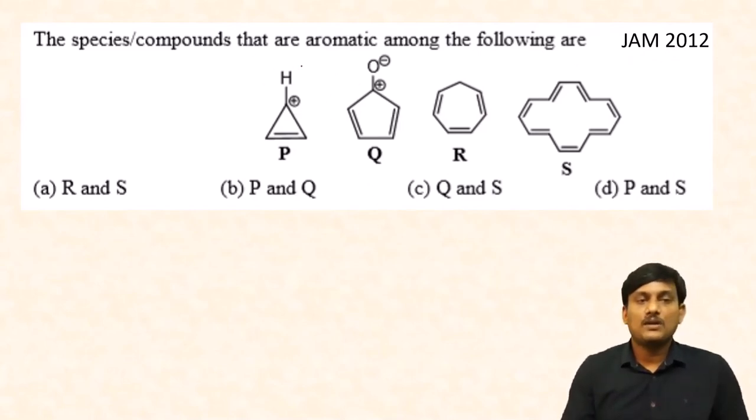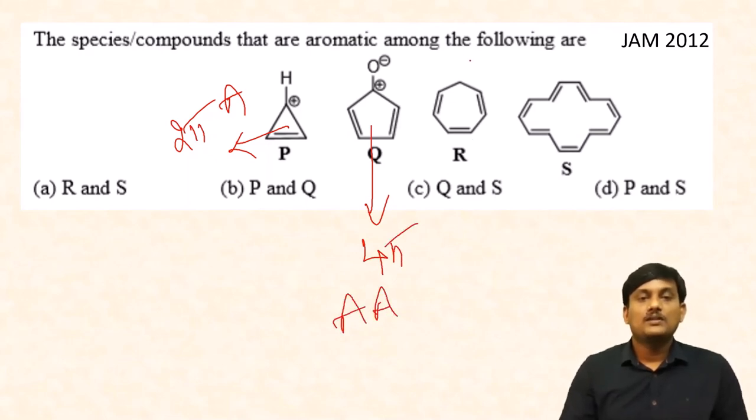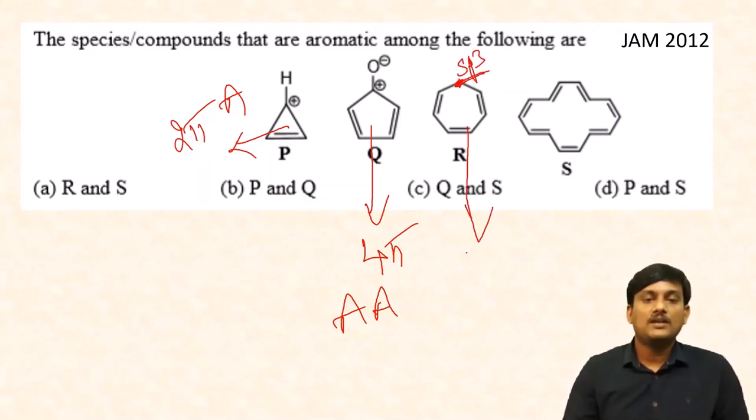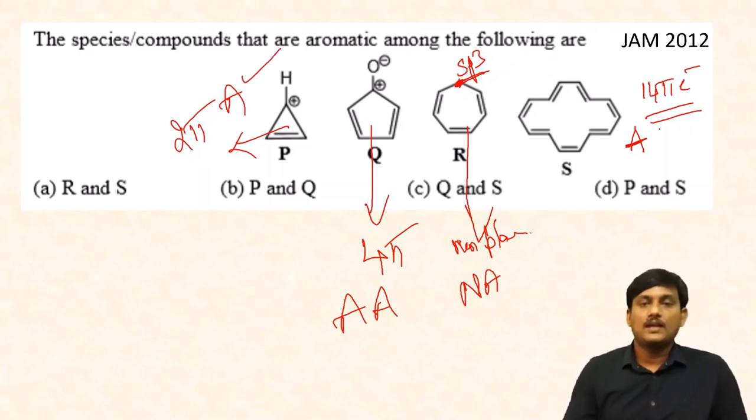The species or compounds that are aromatic among the following are: this one is aromatic, a 2 pi system. This one is a 4 pi system, anti-aromatic. This one has an sp3 hybridized carbon, so non-planar, non-aromatic. Another is non-planar, non-aromatic. This one, 1, 2, 3, 4, 5, 6, 7, is a 14 pi system, 14 annulene. You know that 14 annulene is aromatic. So the first one is aromatic and also the last one is aromatic. P and S are aromatic.